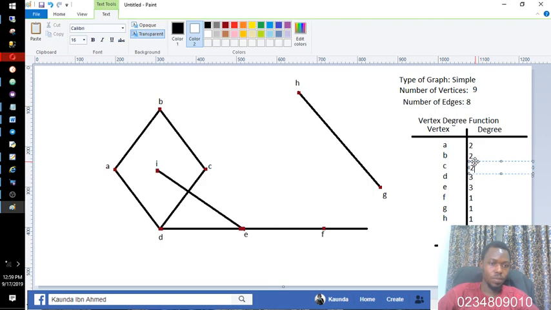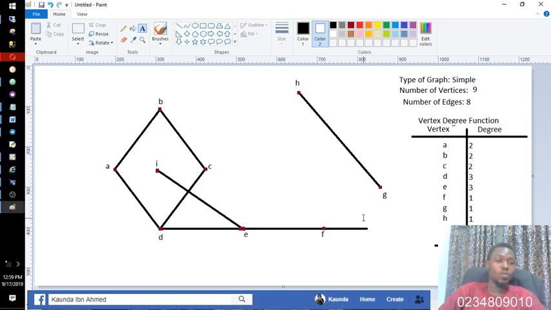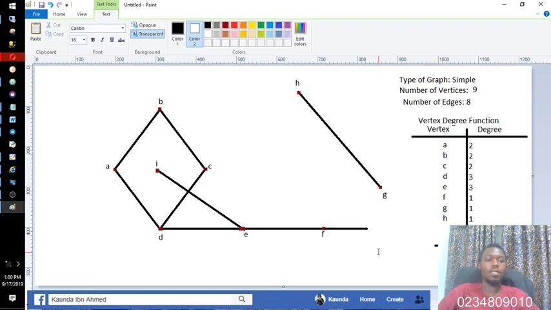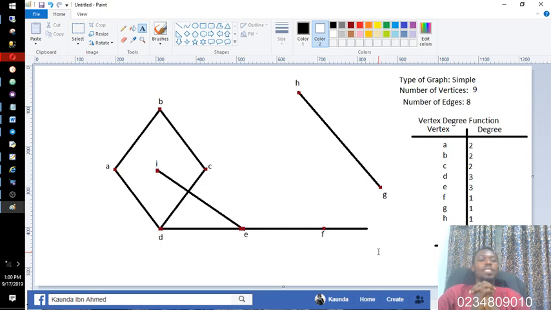So the total: 2 by 3 is 6, plus 6 is 12, 13, 14, 15, 16. 6, 9, 12, plus 4, 16. So the total is 16. So that is it for the vertices. We've seen it's a simple graph, the number of vertices, the number of edges, the graph function.